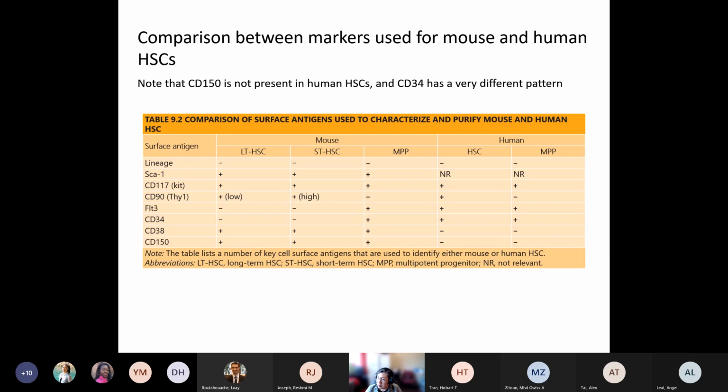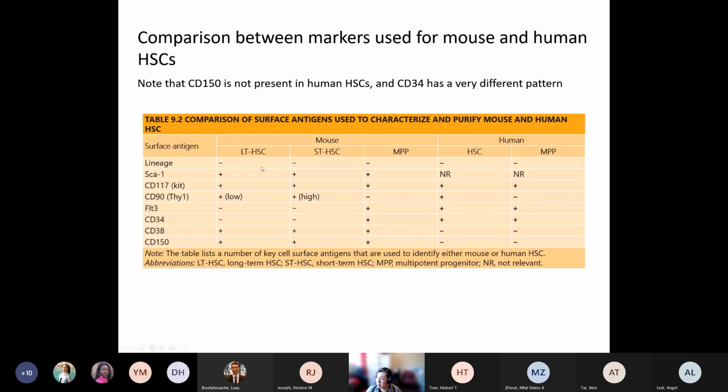Now, what are the markers? What is the identity of human hematopoietic stem cells? So here I give you a table, a comparison between markers used for mouse and human HSCs. It is very surprising. So now let's focus on that. On this table, of course, no matter whether it's mouse or human, there should be lineage negative. That applies to both mouse and human. The stem cells shouldn't bear the markers of differentiated lineage.